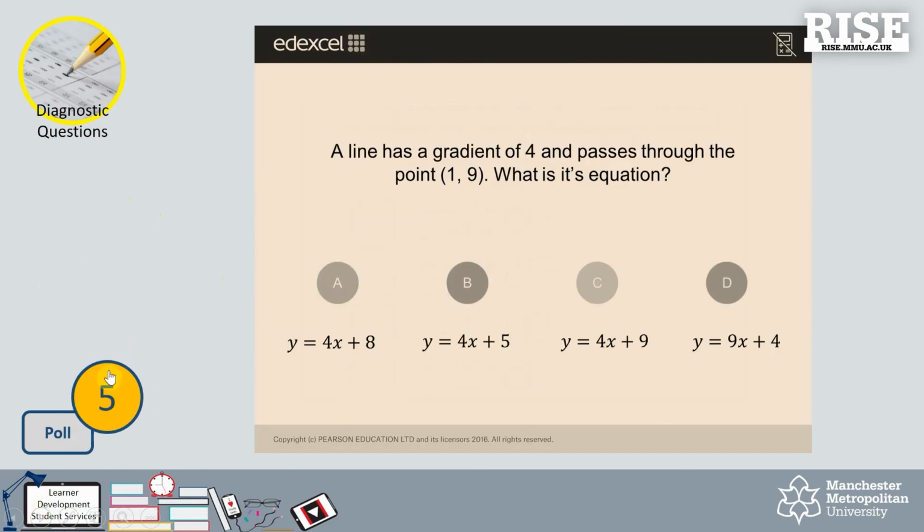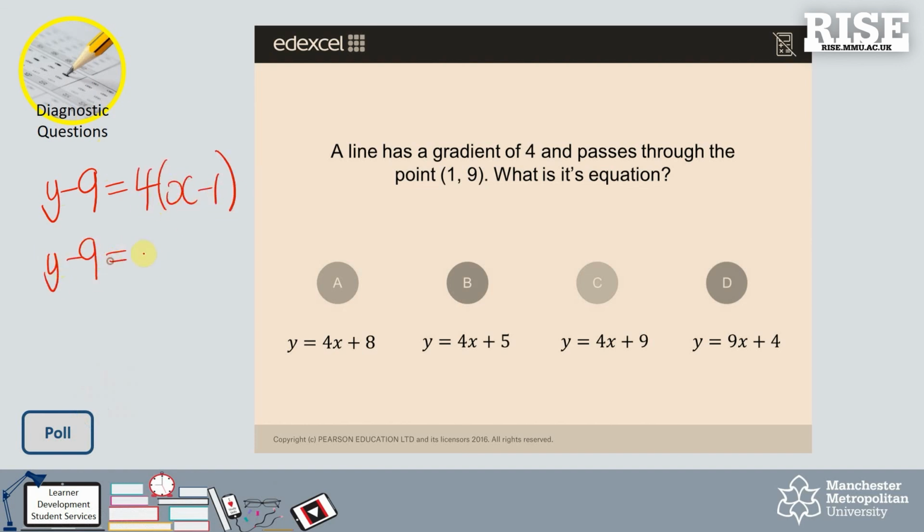What about this one? Let's start with y take away 9 equals 4 bracket x take away 1. So y take away 9, if I expand that bracket, I get 4x take away 4, and then add 9 to both sides to get y equals 4x plus 5. The correct equation is B.